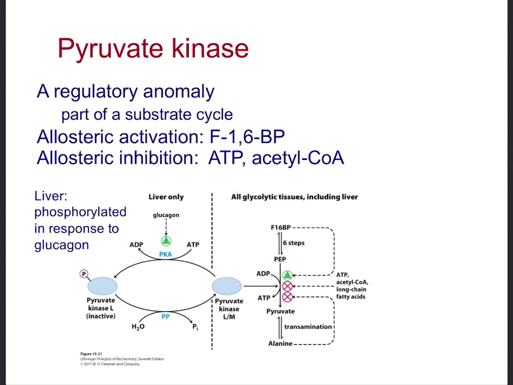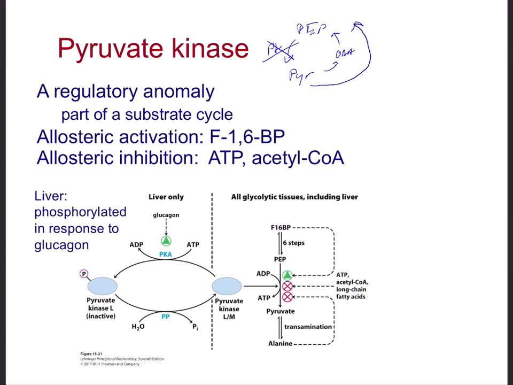The reason that we regulate pyruvate kinase is that it is technically part of a substrate cycle. If we have, for example, PEP going to pyruvate, and that's pyruvate kinase, well, pyruvate goes back to oxaloacetate and then to PEP using the pyruvate carboxylase and PEP carboxykinase enzymes. So if we are doing this portion, we need to have pyruvate kinase inhibited. So that is the reason for the regulation at pyruvate kinase.